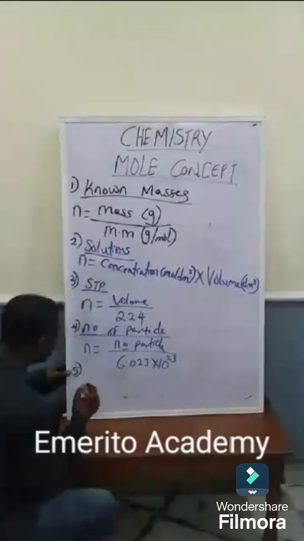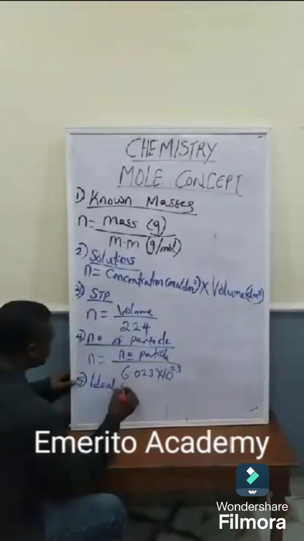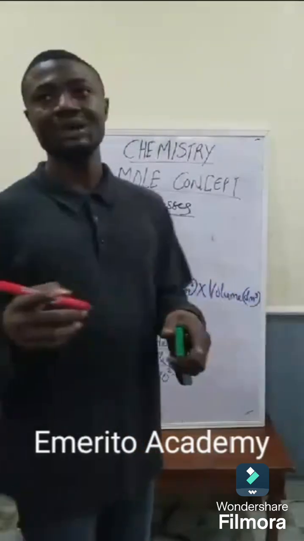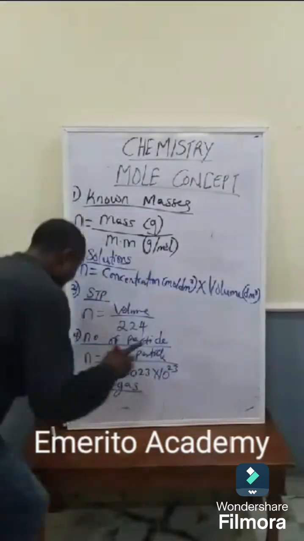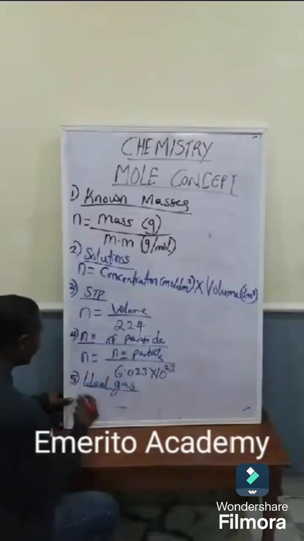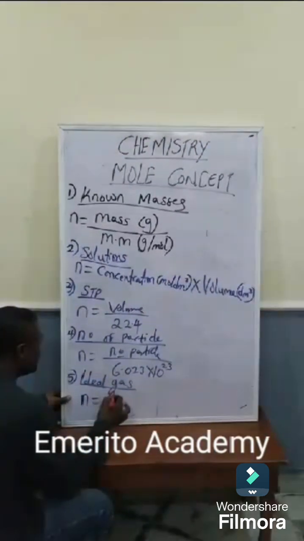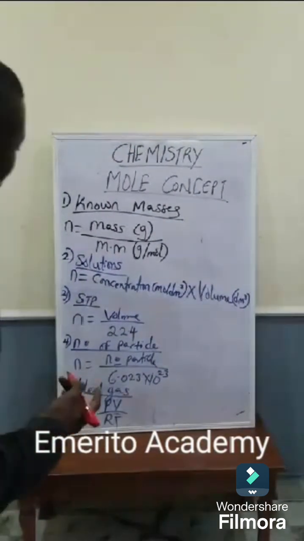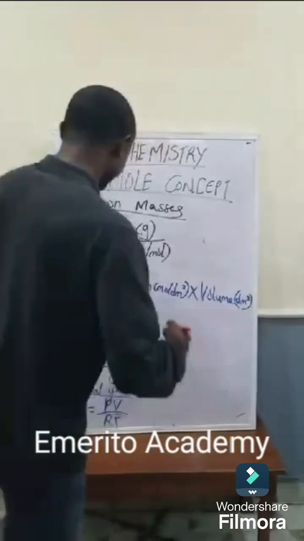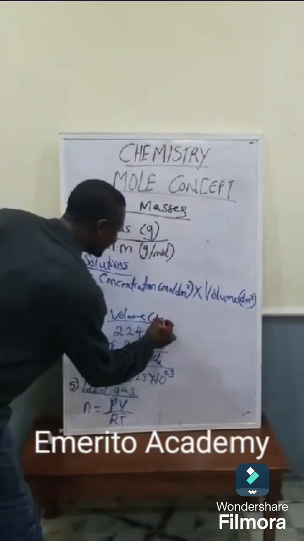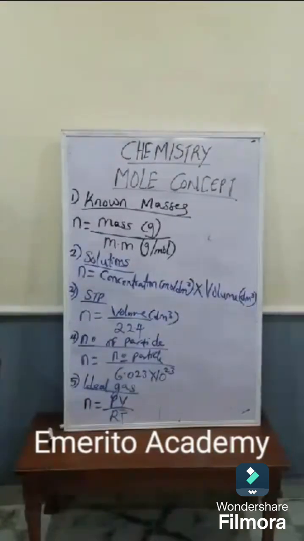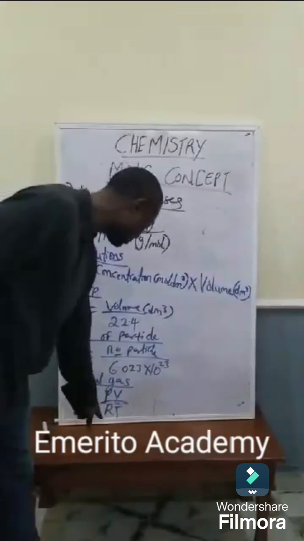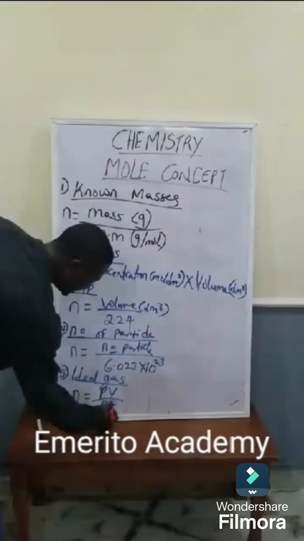Now, the fifth one, when it involves ideal gases. When we talk about the gas laws, we have the ideal gas and we have the real gas, based on their pressure and temperature, because there's always a deviation between the two. So when it involves ideal gas, you simply say mole is equal to your PV over your RT. P stands for pressure, V stands for volume, measured in dm cube. So if you have been given questions in cm cube, just have it in mind that you divide by 1000 to attain your dm cube. R stands for your gas constant, and T stands for temperature, measured in Kelvin.